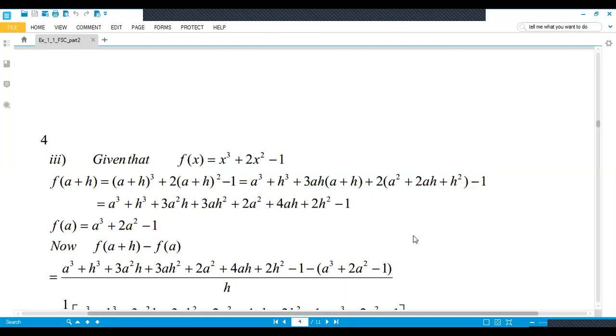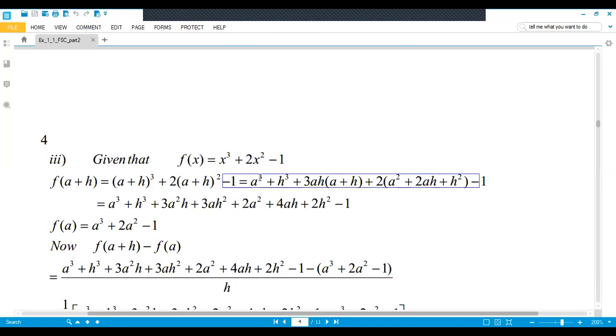Now (a plus h) whole cube, you know this is the cube formula: a cube plus b cube plus 3ab into (a plus b). The cube formula which you already studied in junior classes. So we apply it here: a cube plus h cube plus 3a into h into (a plus h). And 2 we write as it is, (a plus h) whole square, again the square formula, a square plus 2ab plus b square, so a square plus 2ah plus h square, and minus 1 as it is.